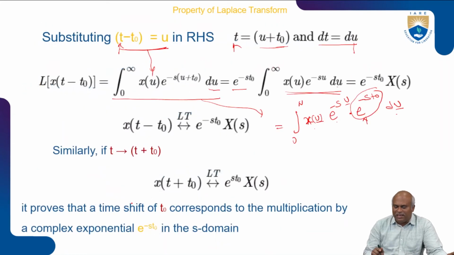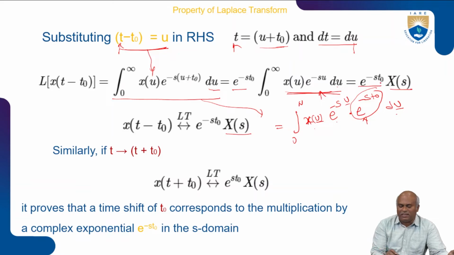Same like that one. I should write x of s here. For this term I should write x of s. Then it will have the constant. Now you can see the Laplace transform of time shifting in the input side, t minus t0. Then what will happen on the output side? How much time duration is going to shift? That much exponential multiplication is going to happen in the output side.